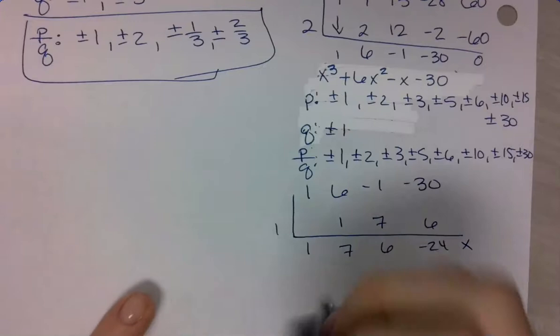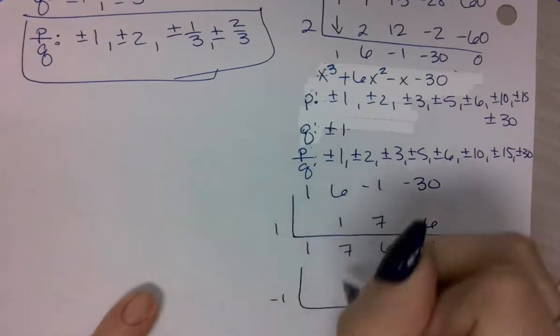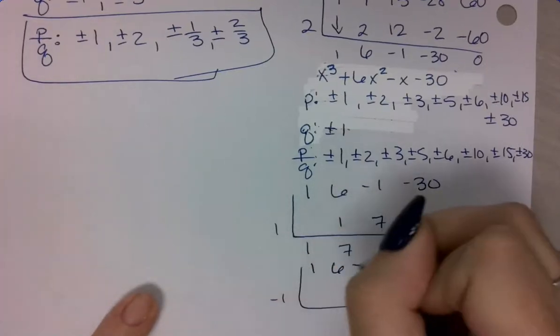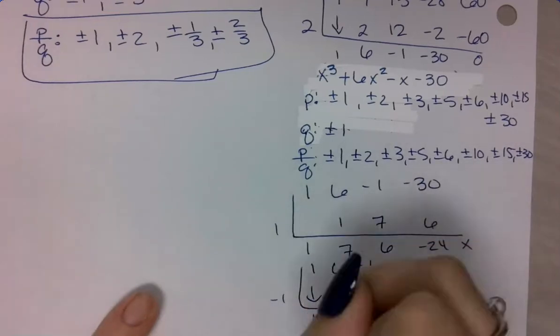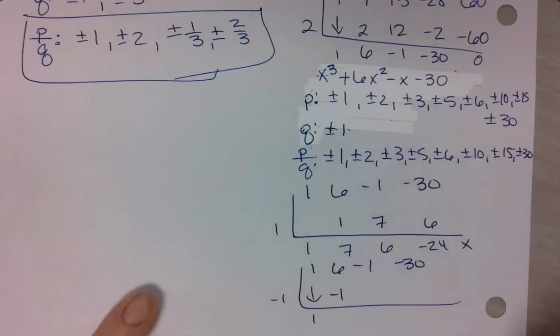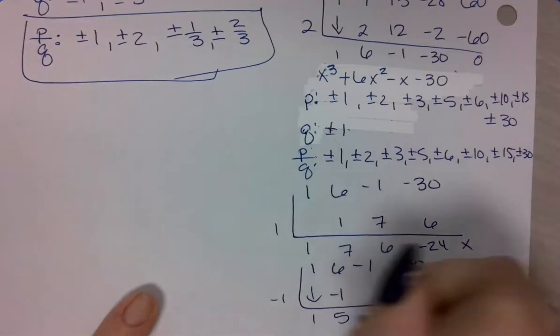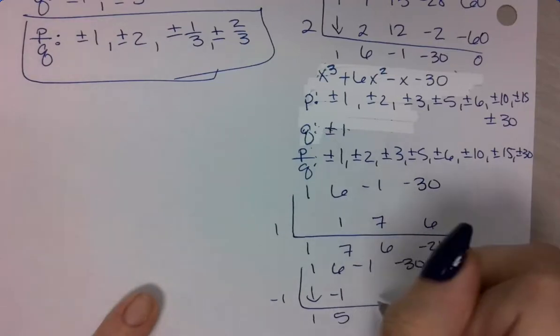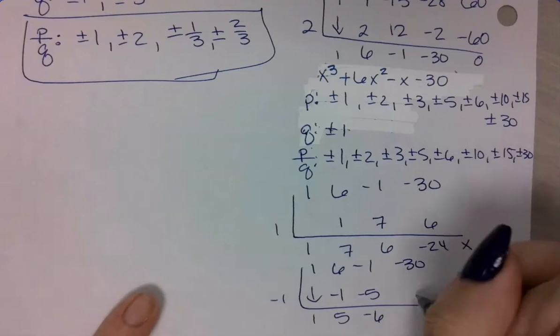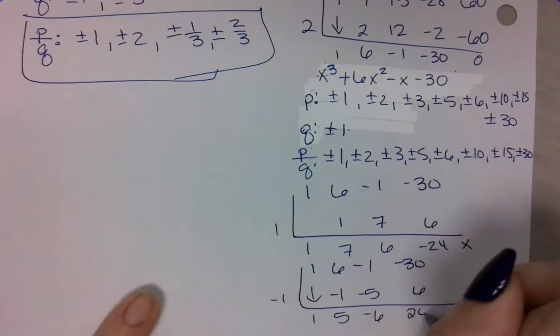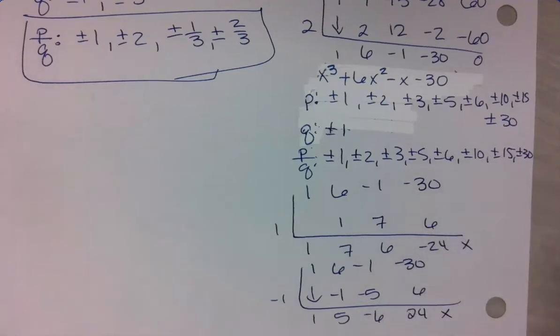So then I'm going to try negative 1. Bring down that 1. 1 times negative 1 is negative 1. 6 minus 1 is 5. Negative 1 times 5 is negative 5. Negative 1 minus 5 is negative 6. Negative 6 times negative 1 is positive 6. Gives me 24. Still not right. I am going to grab another sheet of paper and then continue my testing.